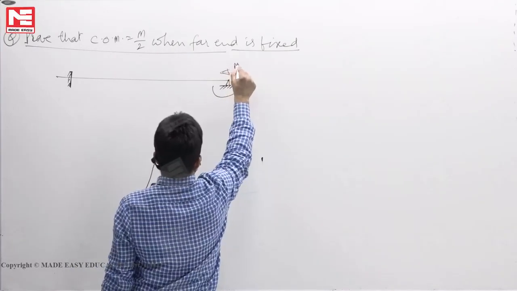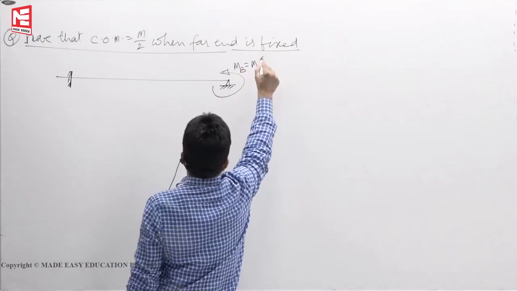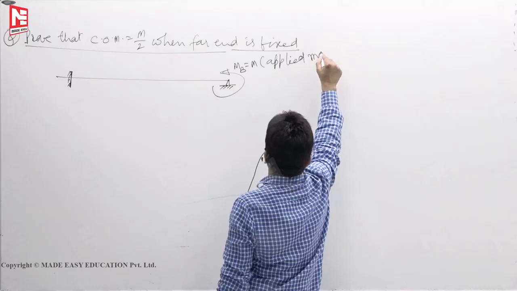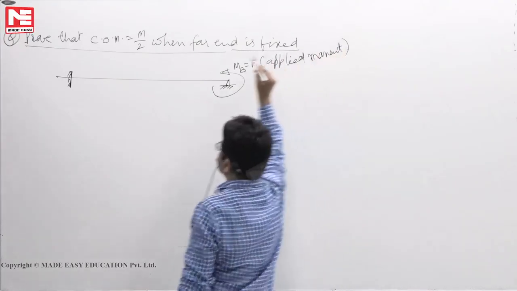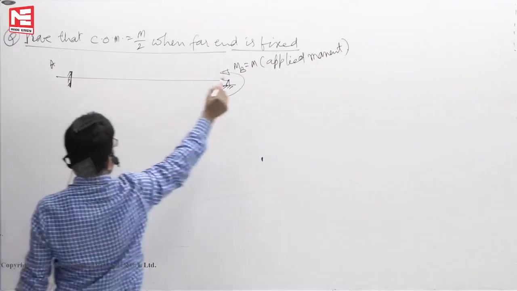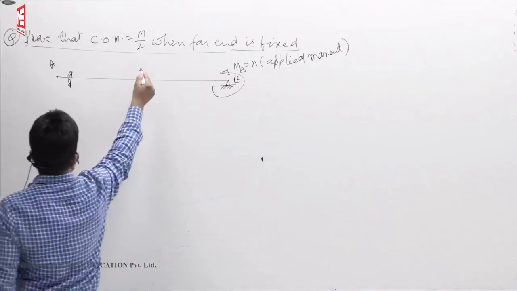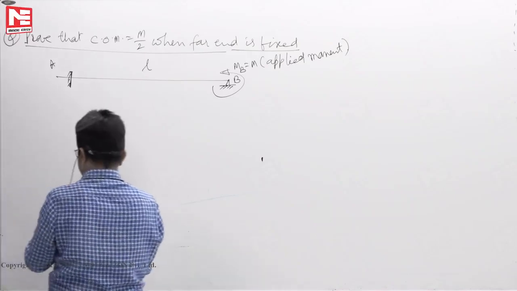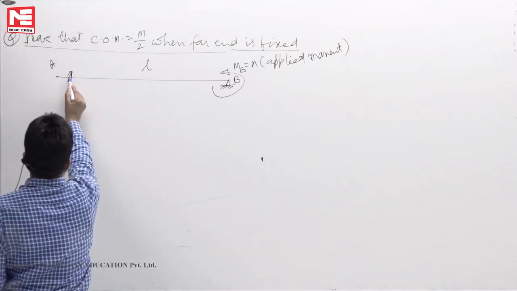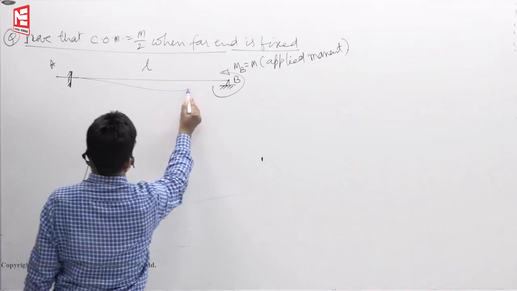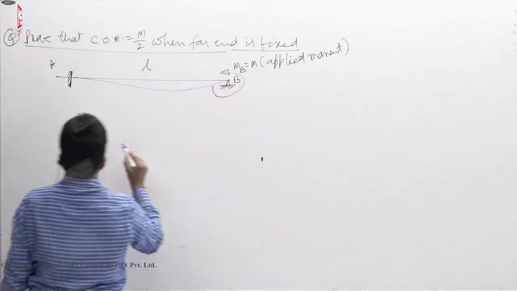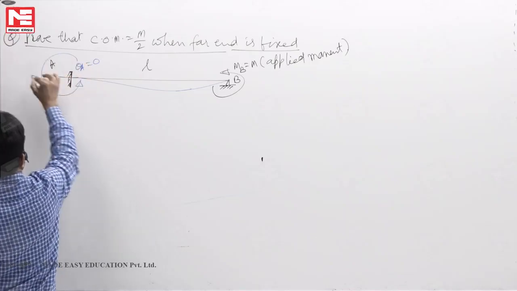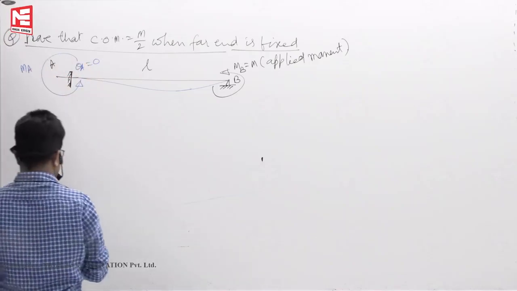This is MB is equal to M. This is, let us say, applied moment. This point, let us say A, B, L. The deflected shape of the beam is like this. Okay, we know that here theta A is 0, MA we have applied.